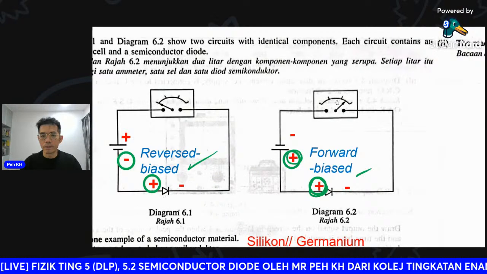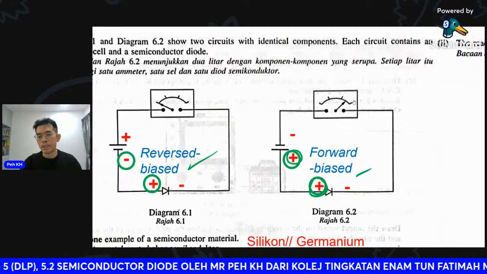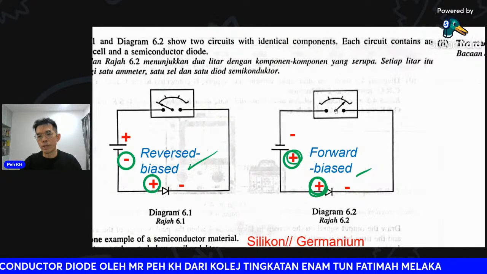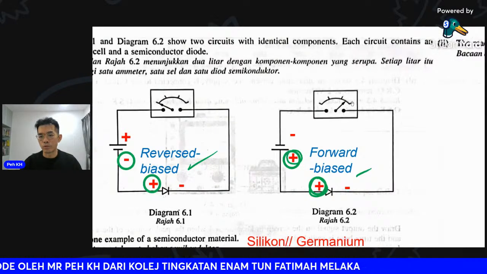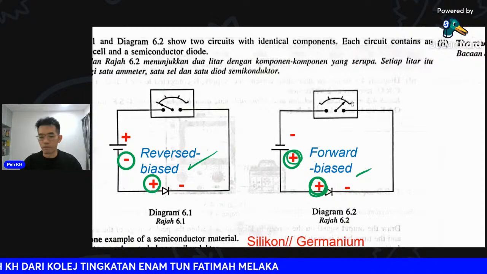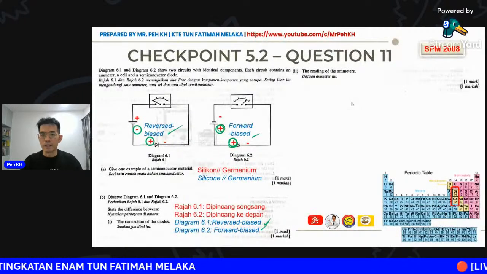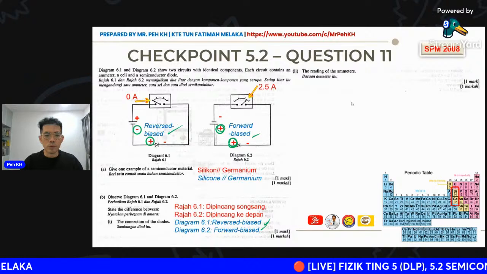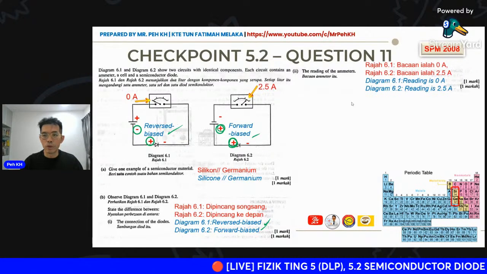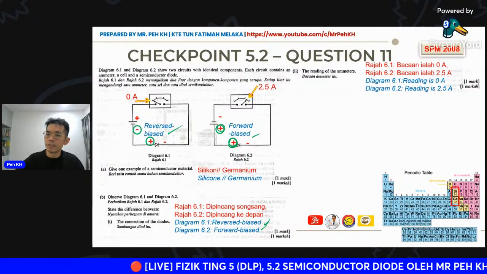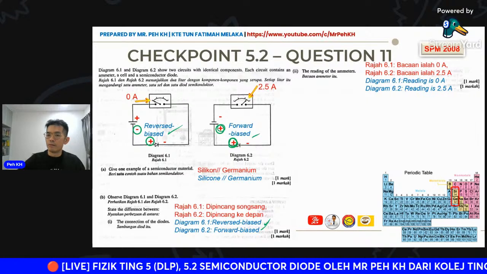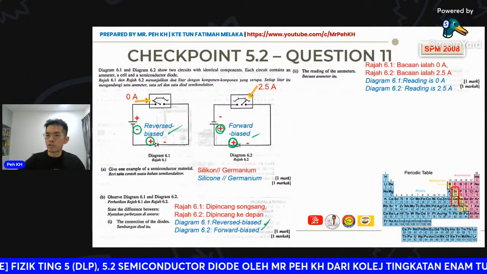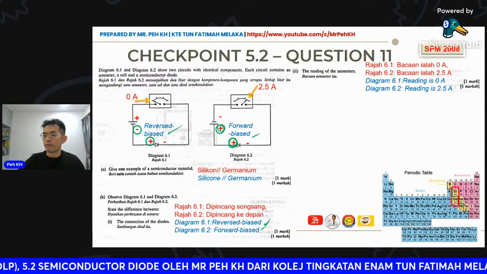Here will be 1, here will be 2, here will be 3. So the pointer is showing half between 2 and 3, so this can be 2.5. So the answer: the reading of the ammeter will be 0 for diagram 6.1, and diagram 6.2 will be showing 2.5 ampere.